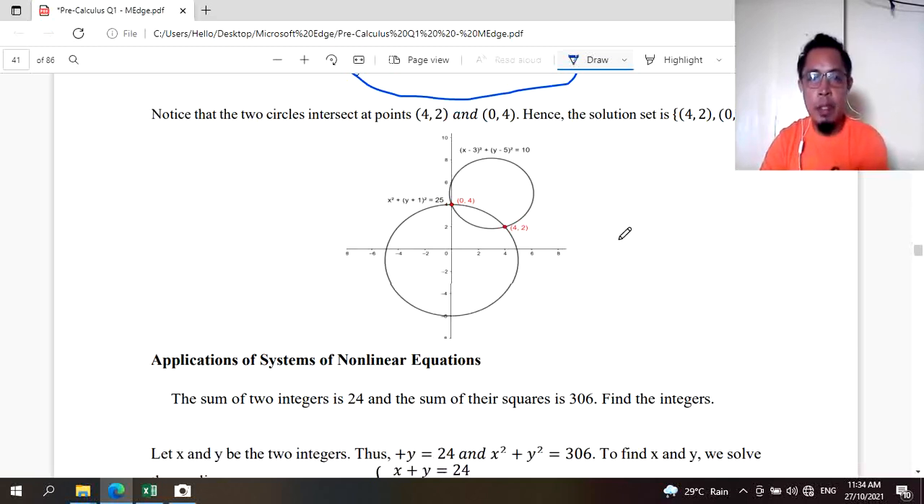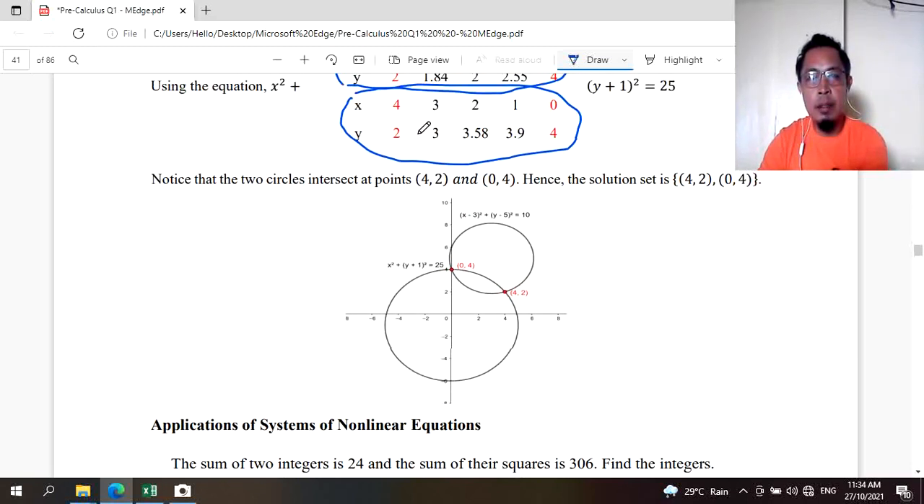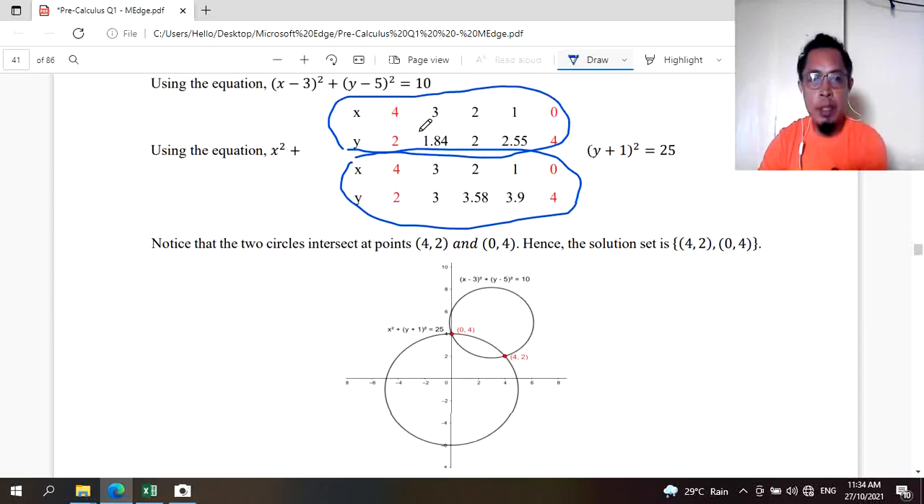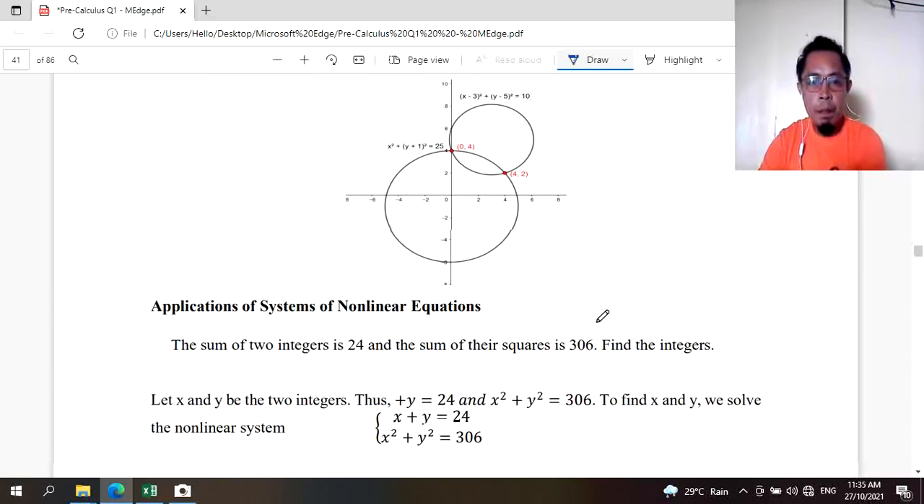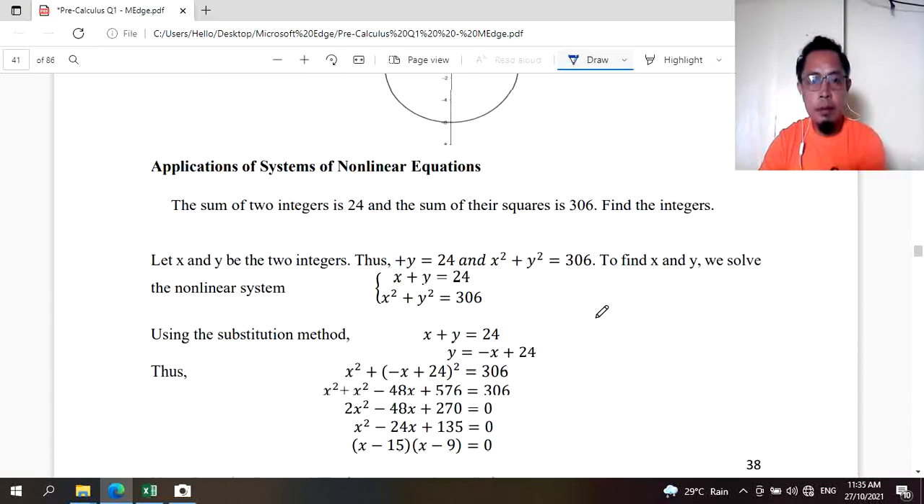So the graph is already provided here. You would notice that the one that we are mentioning here, 4, 2, is an intersection in the graph. 0 and 4 is also an intersection in the graph. Okay?